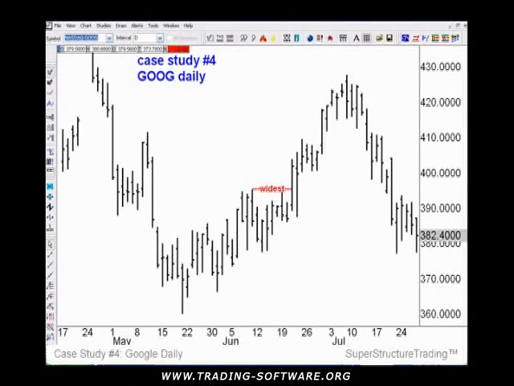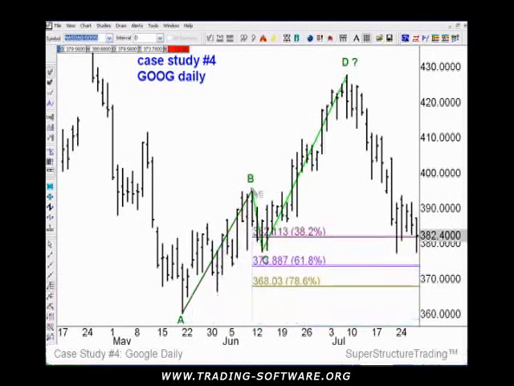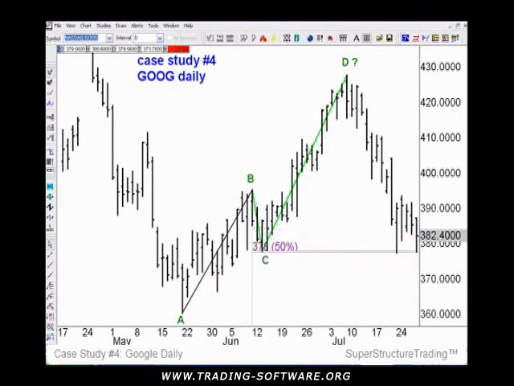Now let's draw in the dominant measured move. The question is, where should point D be? What do we get out of this trade? First, we'll look at the retracement of BC against AB. It's between 38% and 61%. In fact, it's right at 50%. So we'll call that shallow.